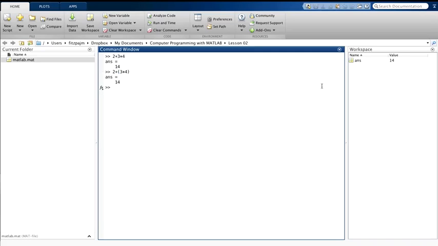The redundant parentheses show that the 3 times 4 goes first. And that gives 12, and we add 2 to 12 and get 14. And if we force addition to go first with parentheses, we get a different result. 2 plus 3 equals 5, and 5 times 4 gives 20.